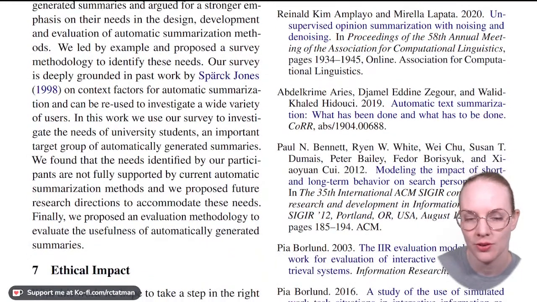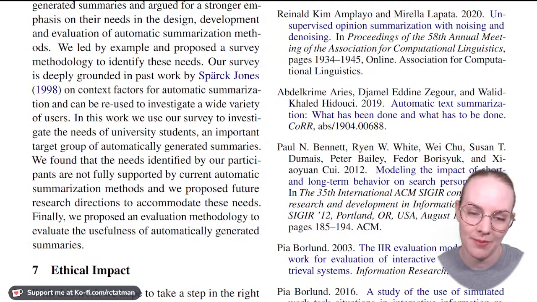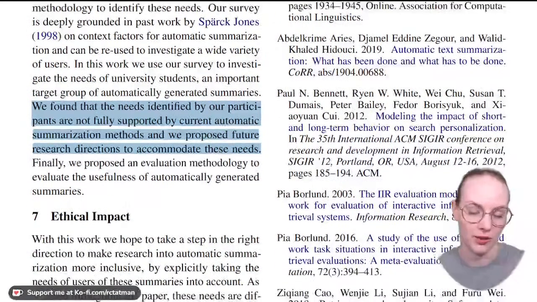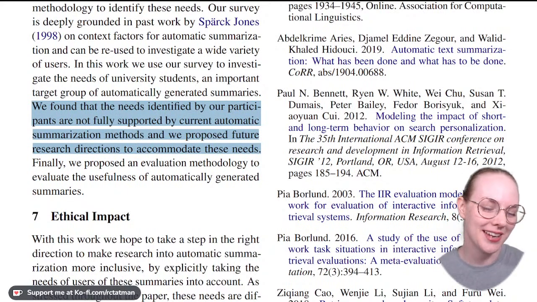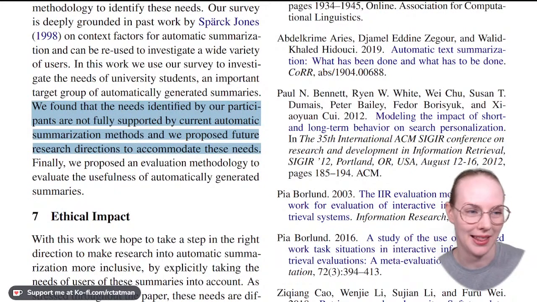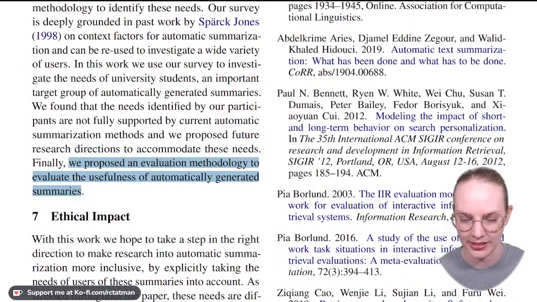"In this work, we use our survey to investigate the needs of university students, an important target group of automatically generated summaries. We find that the needs identified by our participants are not fully supported by current automatic summarization methods, and we propose future research directions to accommodate those needs." So I think this is great, right? Actual genuine user needs being used to determine what the most reasonable next research steps are. I love that as an approach, as opposed to the current approach that a lot of people take, which is what sounds coolest. If that's what's motivating you to do research, I don't think that's necessarily a bad thing, but I don't think everyone in the field should be doing that, or we will end up with not super helpful research.